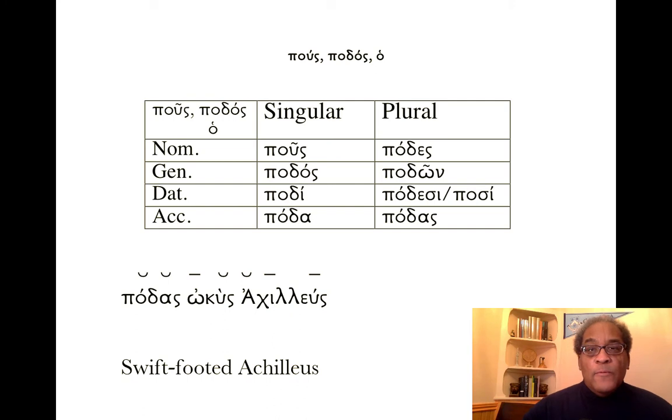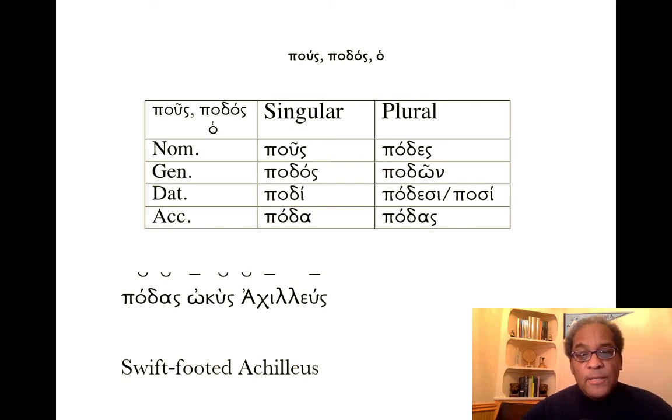And then we have the word for foot, pούς, pοδός, pούς, pοδός. So pούς, pοδός, pode, poda, podes, podon, podese, and also posse. Note the very dative plural forms. You also have that sigma doubled up sometimes and have posse. And then the accusative plural, podos. And the accusative plural is what we see in this expression, podos ὠκούς achilleus, swift-footed Achilles.